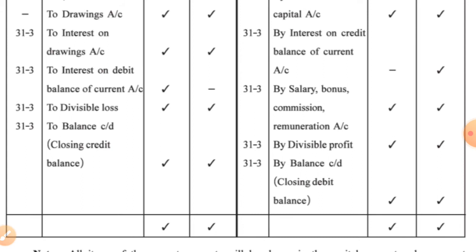On the other hand, if the total of the debit side is more and the difference comes on the credit side, then you can see in the last entry on the credit side, that is, by balance carried down, closing debit balance. It means the total of the debit side is more, so the difference would come on the credit side of the partner's current account.